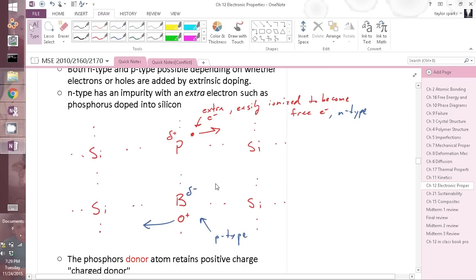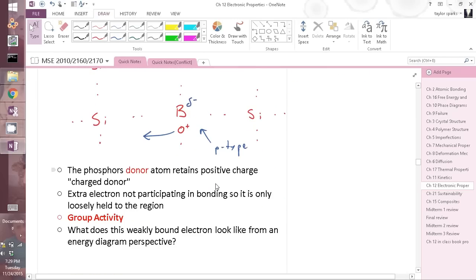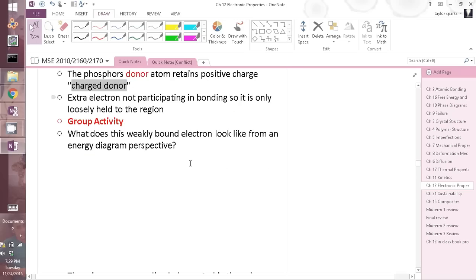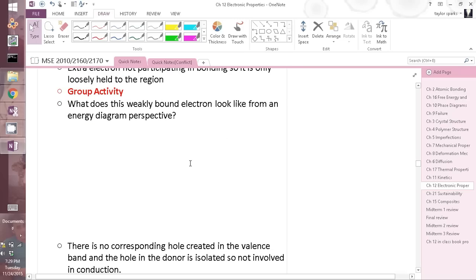Alright, that is extrinsic doping. We've said that it leaves behind a charged donor or a charged acceptor afterwards. Right? This boron is an acceptor for electrons. Maybe it's useful to draw this same concept but using energy band diagrams. So how would this look from an energy band diagram perspective?